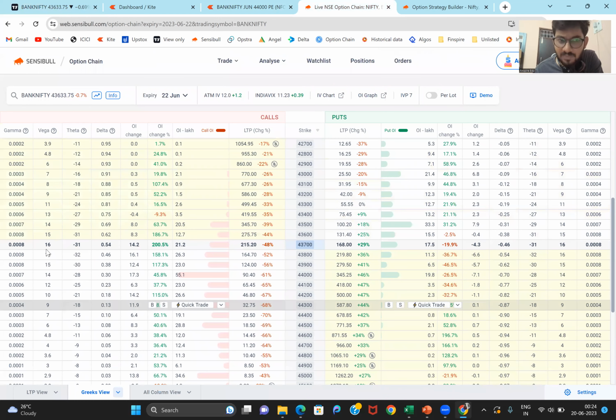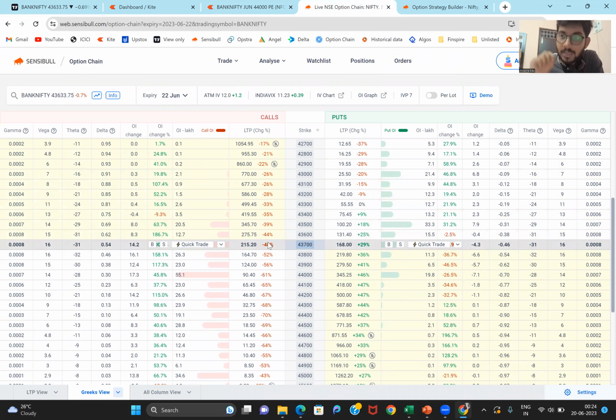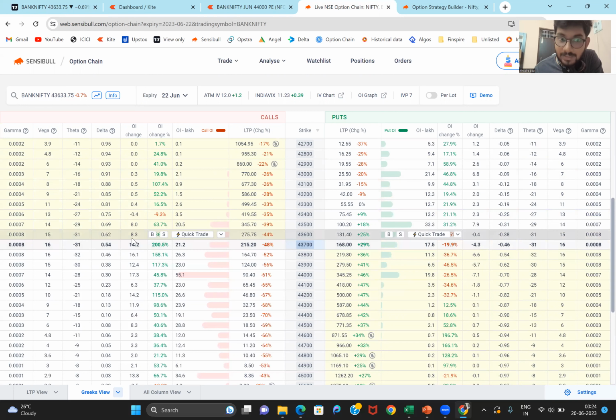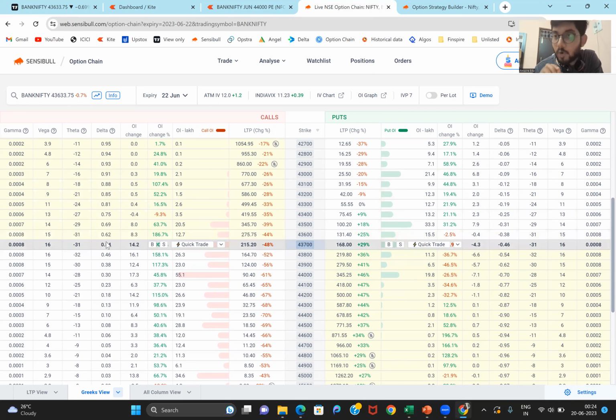And the part where the color is getting changed right here is basically at the money. So whenever you are taking any option to trade, I'm assuming that at that point of time, that particular option was at the money, which is basically where the spot currently is in the market. This at the money has a delta of 0.54.